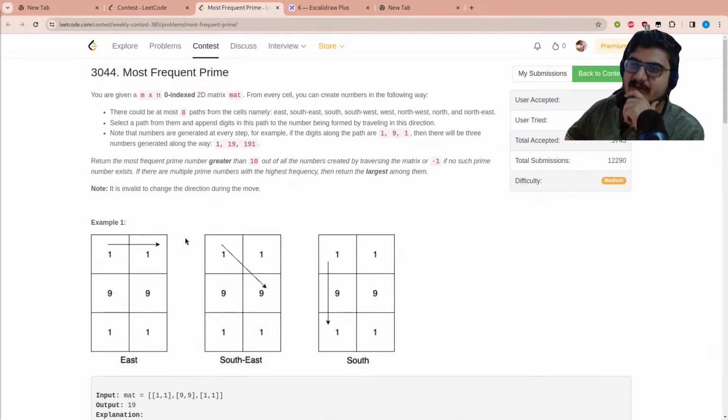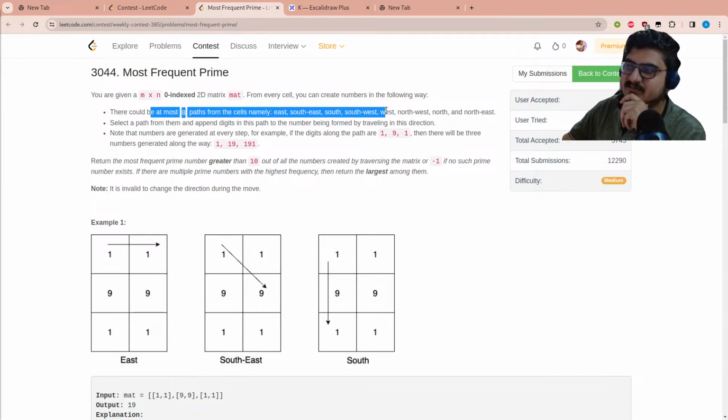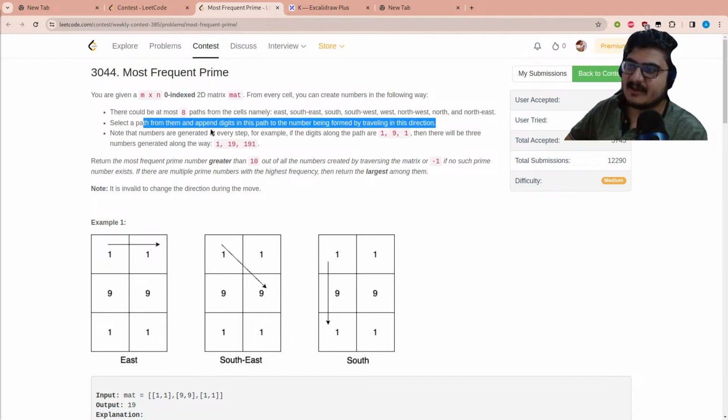This one says most frequent prime. You are given an m by n zero-indexed 2D matrix mat. For every cell, you can create numbers in the following way. There could be at most 8 paths from the cell, namely east, south, southwest, west, northwest, north, and northeast. Select a path from them, appending digits in this path to the numbers being formed by traveling in this direction.